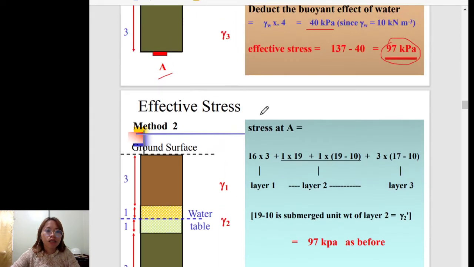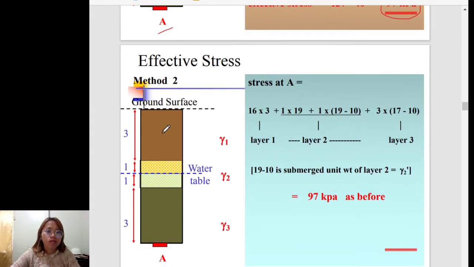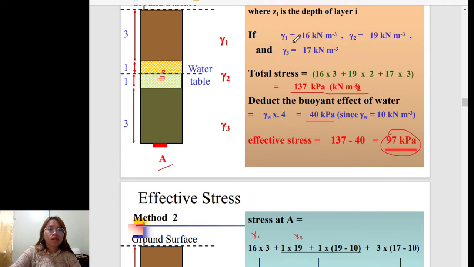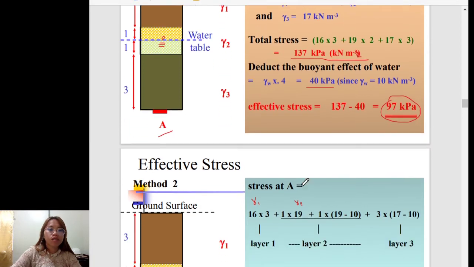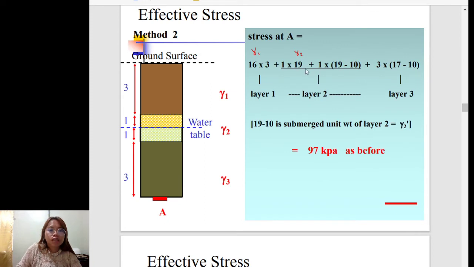So what was done is 16 times 3, which is layer 1. This is the unit weight, this is gamma 1: 16 kilonewton per cubic meter times 3, which is the height, plus 1 times gamma sub 2. This 19 kilonewton is gamma sub 2 as given in the earlier slide. We have here these values, the same values as in method 2, plus times 1. This one is the height.